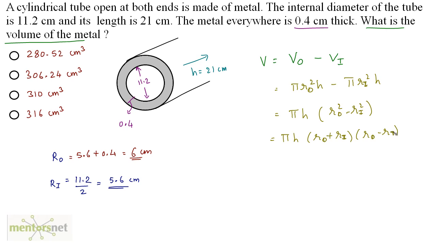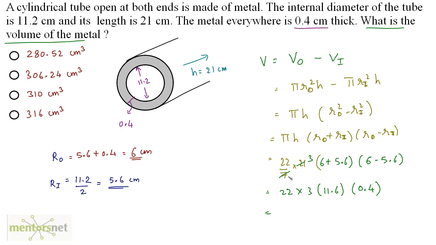RO and RI. Okay, so we have 22 by 7 times 21, right? The height is 21, times we have RO plus RI, that's 6 plus 5.6, and multiplied by 6 minus 5.6. Okay, so this is equal to 7 times 3 is 21. We have 22 times 3 times 11.6 and 0.4. Okay, so if you solve this, you will get 306.24, and the unit will be in centimeter cube. So that's the answer, option B, the volume of the metal.